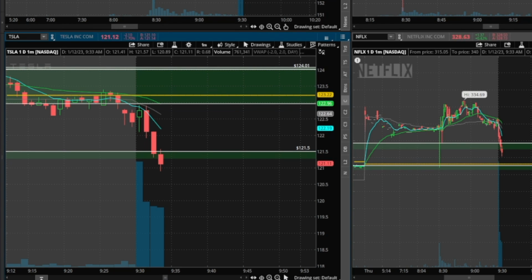That could have been the entry there. I hesitated for a second. I'm gonna wait one more candle here. I want to wait for one more candle here on Tesla. If this candle can reject 121.50 here, I might look for it.